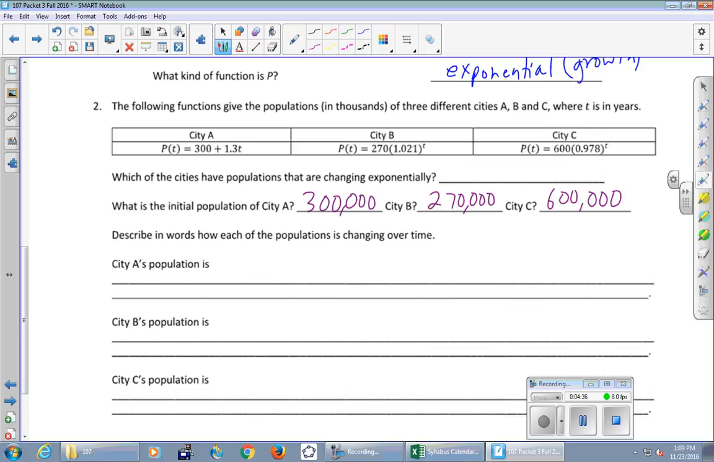So we've got these 3 different formulas that describe the populations in these little cities. And we want to describe what's happening in each of them. City A's population. What is this 1.3T? What does that do, Ivy?